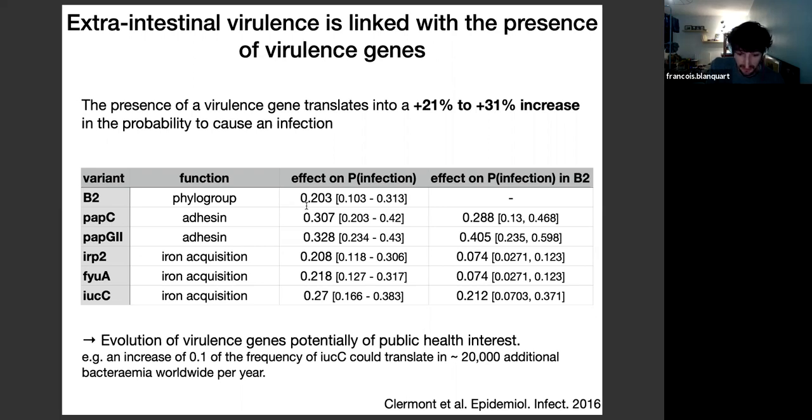So the evolution of these virulence genes is potentially of public health interest. For example, if one of them increases in frequency in the population, this would translate into potentially many additional infections worldwide. So for example, this iucC gene, if it increased by 10%, this would translate into 20,000 additional bacteremia per year. Many of these bacteremia leading to death of the host.